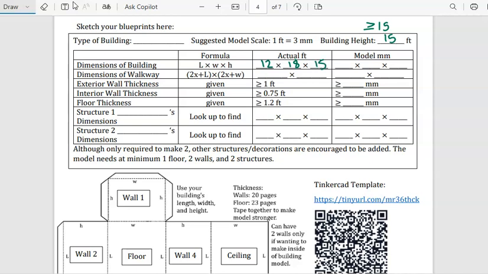The model would be 3 times those numbers. So 12 times 3, 3 times 18, and 15 times 3. For the dimensions of the walkway, we have 2x plus L times 2x plus W. So I'll write that down here. It'll be 2 times the 3 that I got plus 12, and 2 times 3 plus 18. So we have 12 plus 6, 18, and then 18 plus 6.